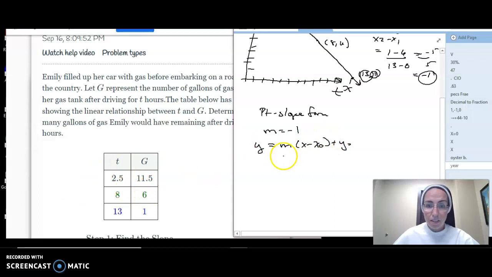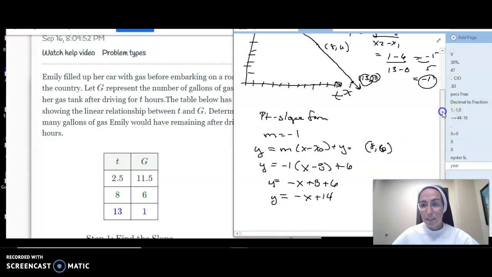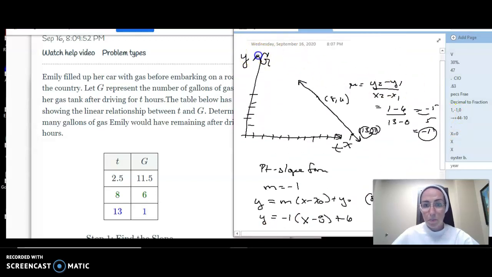So you really could pick any of these. So let's pick (8, 6) to be our point. That's a 6. So this would be negative 1 times (x minus 8) plus 6. And then let's simplify it. Negative x, negative 1 times negative 8 is positive 8, plus 6, negative x plus 14. Well, that's kind of nice. So that's telling us that our y-intercept somewhere up here is going to be (0, 14).